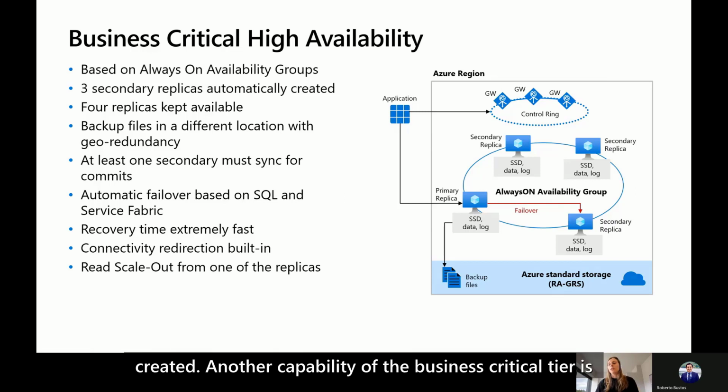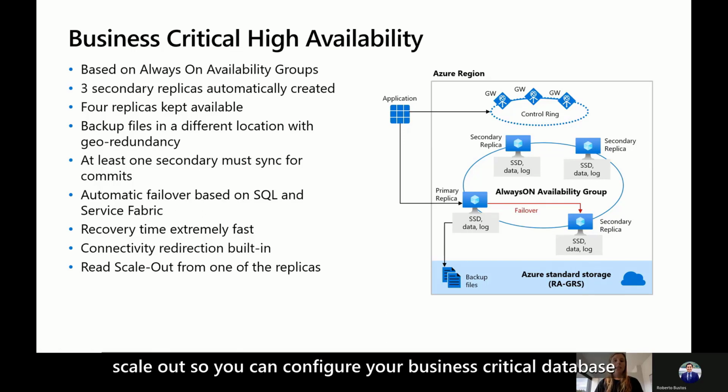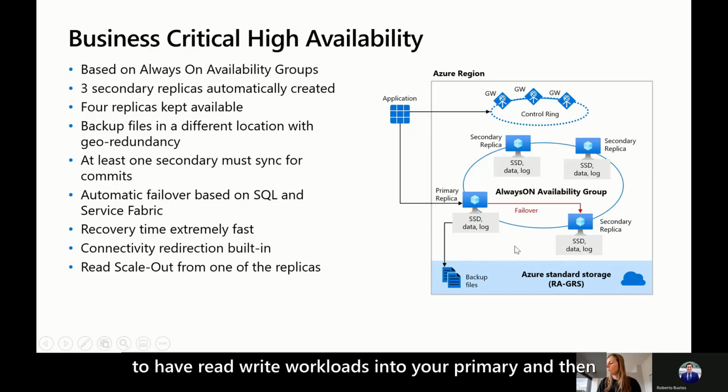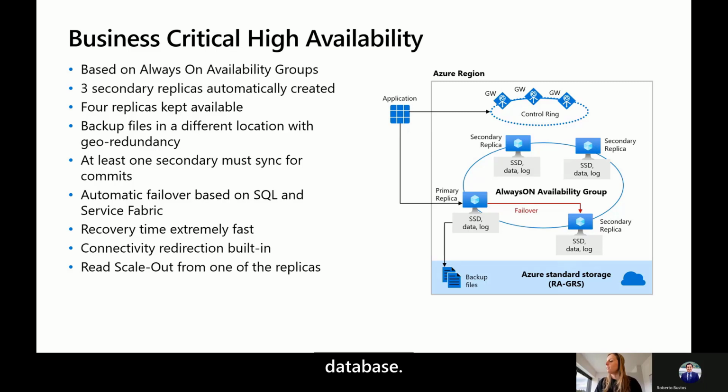Another capability of the business critical tier is, since you have each of these replicas, one of the secondaries can actually be used to send read-only workloads for read scale out. So you can configure your business critical database to have read-write workloads sent to your primary and then read-only ones sent to the secondary as well. So not only does it provide that failover capability, but you also have read scale out capability out of the box with a business critical Azure SQL database.